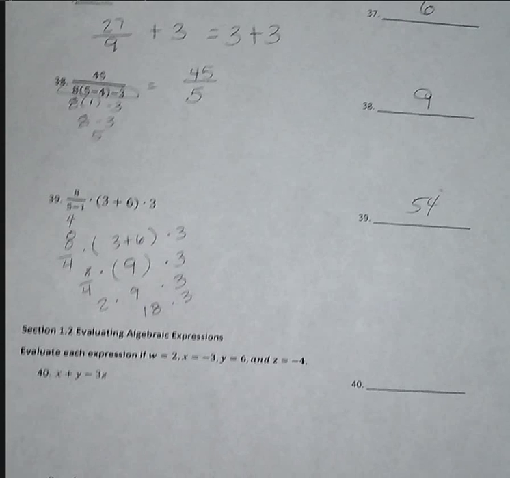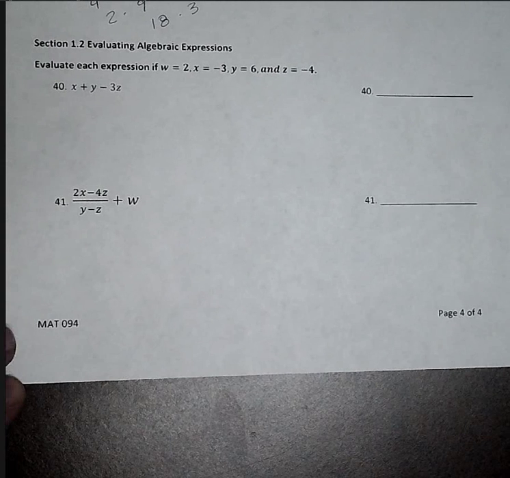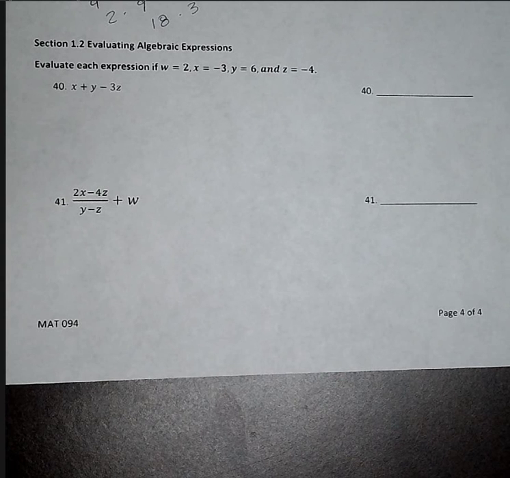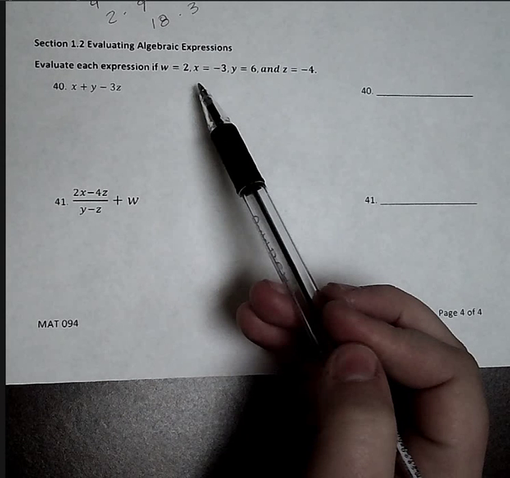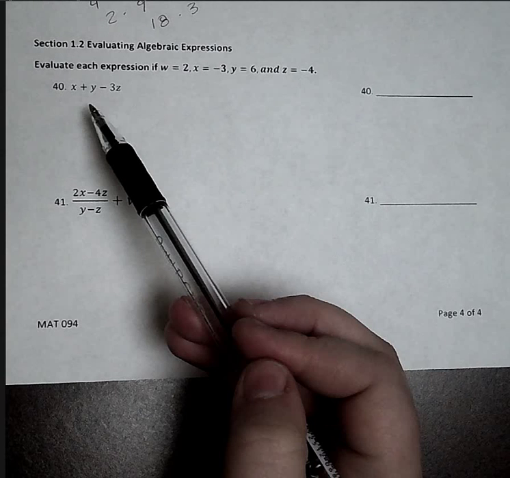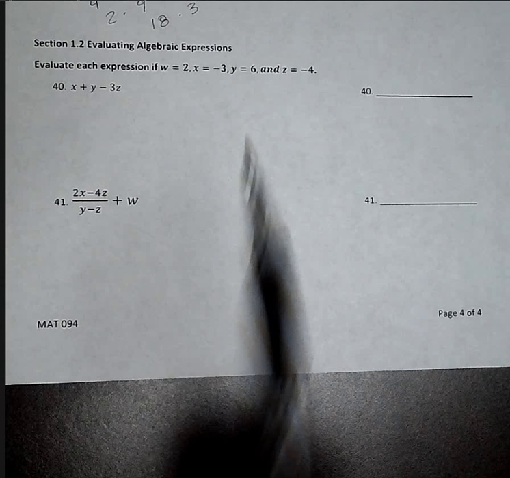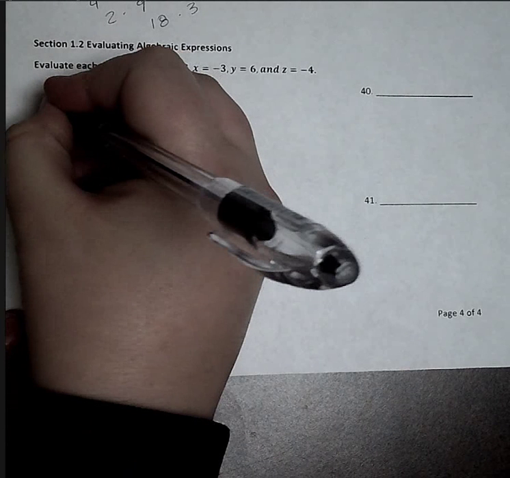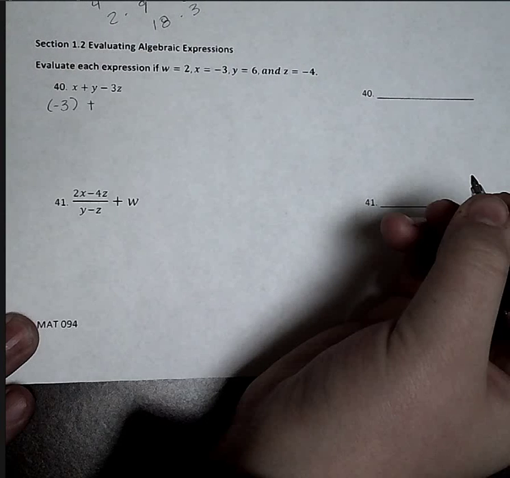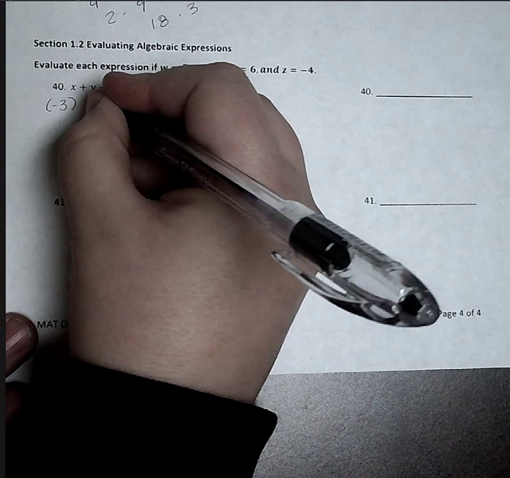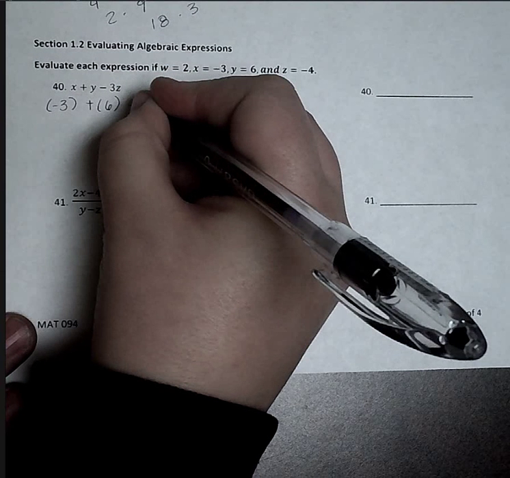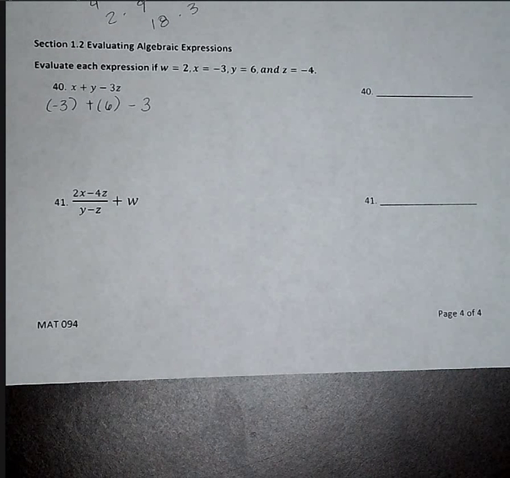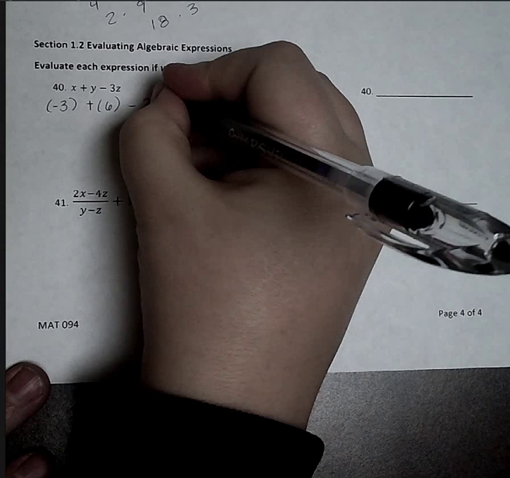So now on section 1.2, we are evaluating algebraic expressions, which means they told us what these variables represent. Now we have to plug those into our problem. So x was -3. Y was 6. And remember, when we plug in a number for a variable, we always have to surround it with those parentheses. And then z is -4.